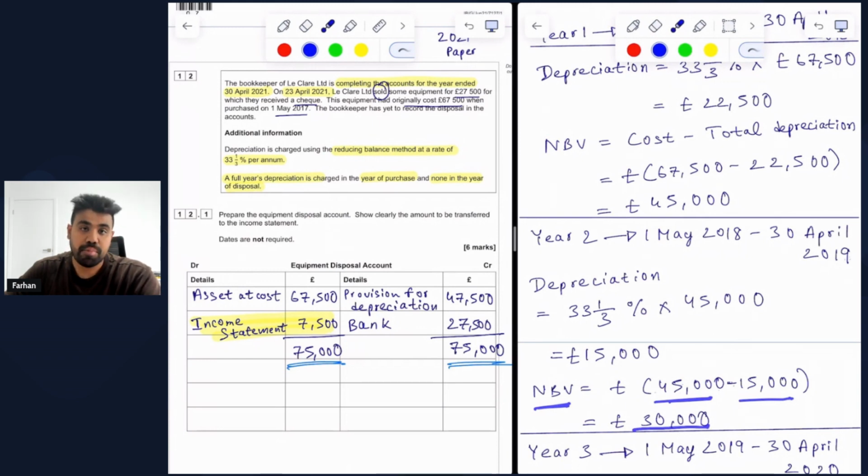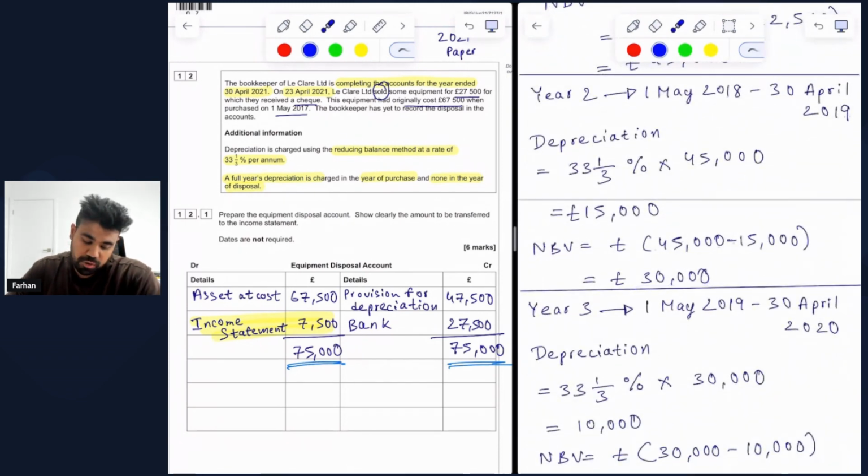Now, this £30,000 is the basis for calculating the depreciation expense when you move to year 3 of the usage. So year 3 for the asset's use would have started on 1 May 2019 and ended on 30 April 2020. And if you want to find the depreciation using the reducing balance method in year 3, you take the percentage of 33.33 that has been given to you in the question and multiply it with the net book value that we had at the end of year 2, which is £30,000.